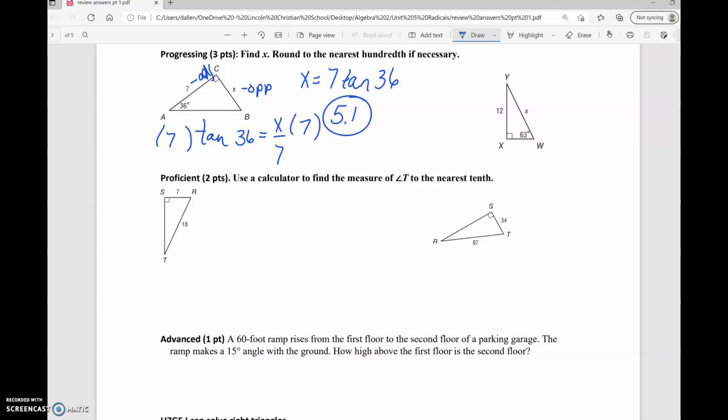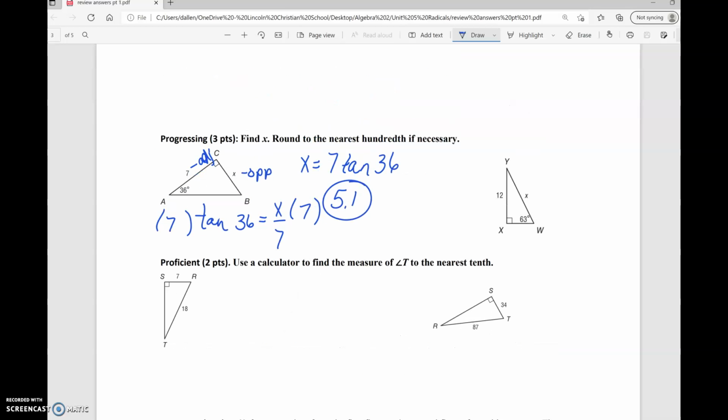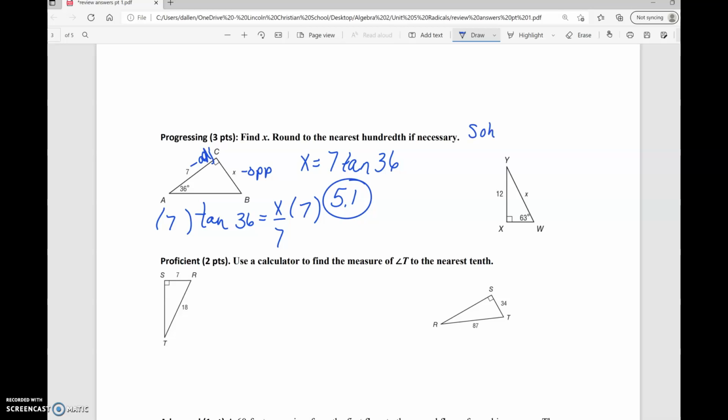So we ended with this problem on the last video, and so we'll start here. Remember that in this section you are remembering SOHCAHTOA. This tells us which function to use: sine, cosine, or tangent. I look at my angle, 63 degrees. To that, 12 is opposite, and x is the hypotenuse. So I would put sine, because sine is O and H. Sine is always of your angle, so sine 63 equals opposite 12 over x.